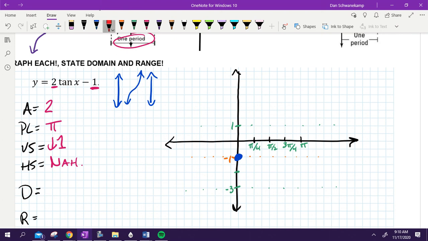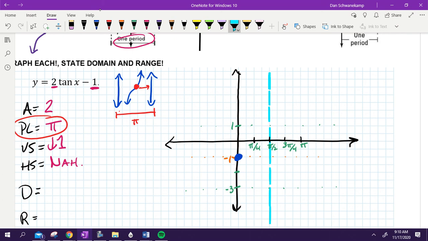Okay, we know that the period length is pi. So to go from one side to the other is a pi. Well, we are starting in the middle. So if we're starting in the middle and we're going to this side, I need to go half a pi. And so my asymptote line is going to be over here at pi over 2. That is where my asymptote line is going to be.